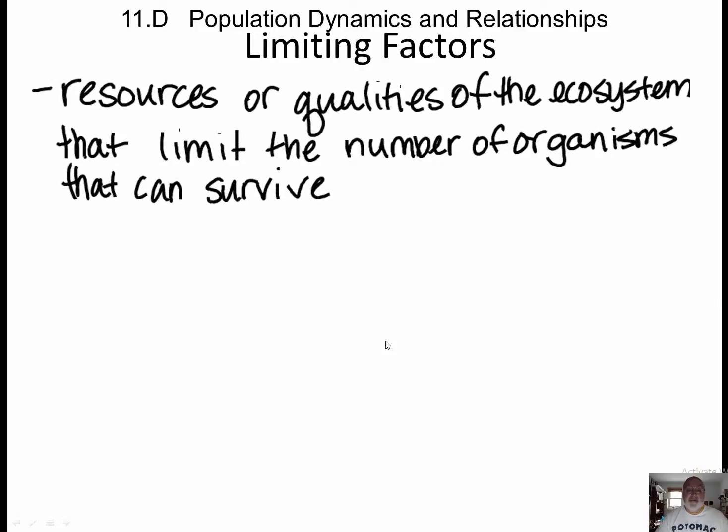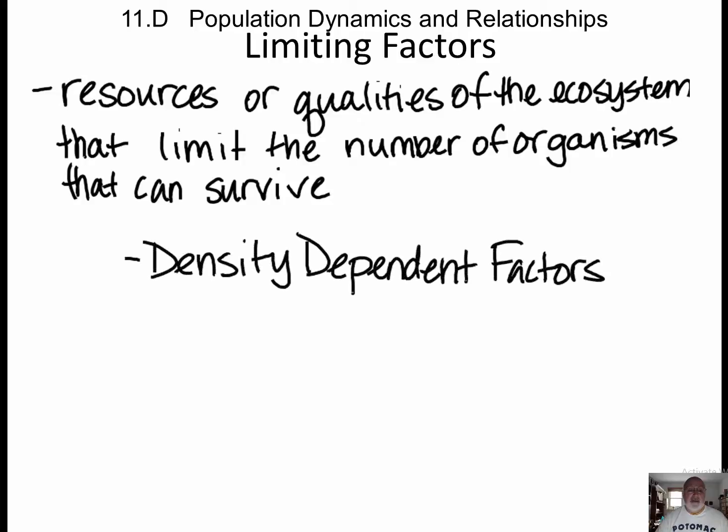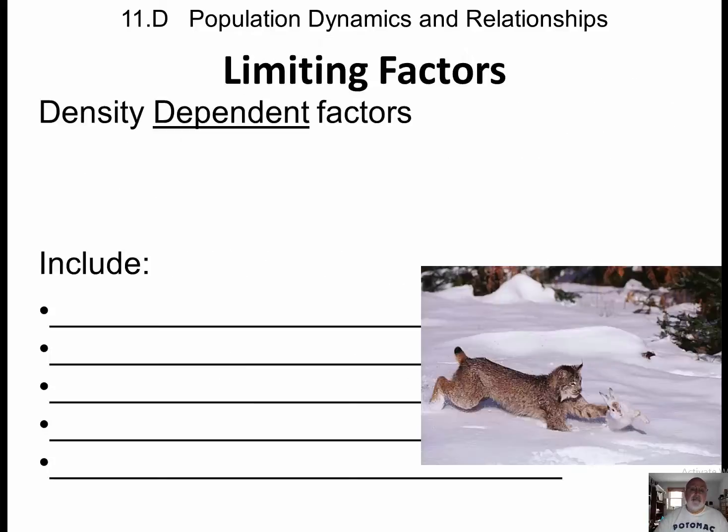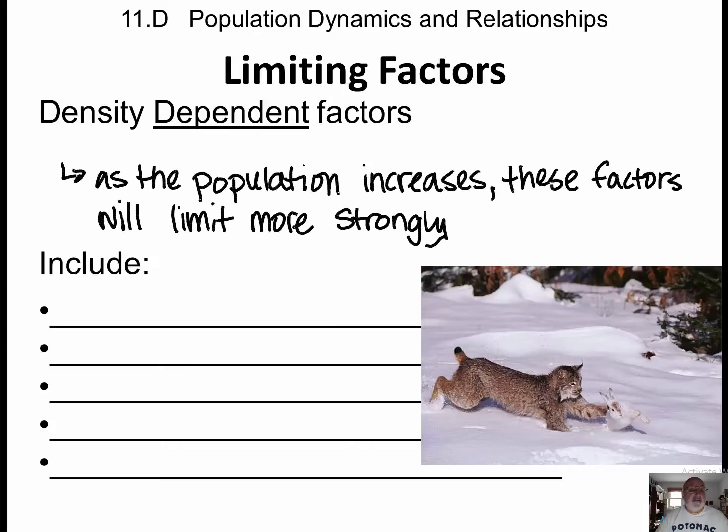Limiting factors are resources that work on the ecosystem, and they are qualities that limit the number of organisms that can survive. We're going to have things called dependent factors, where if they increase, so does the population, or if they decrease, so does the population. Or we'll have independent factors where one increases and the other decreases. These are dependent factors, and they include things that cause the population to increase, and these factors will limit the population more strongly than the independent factors.